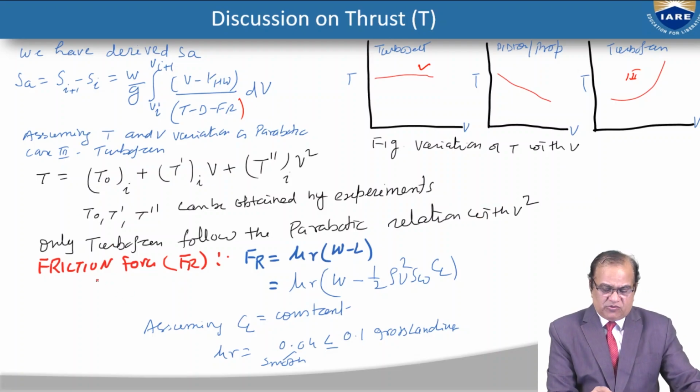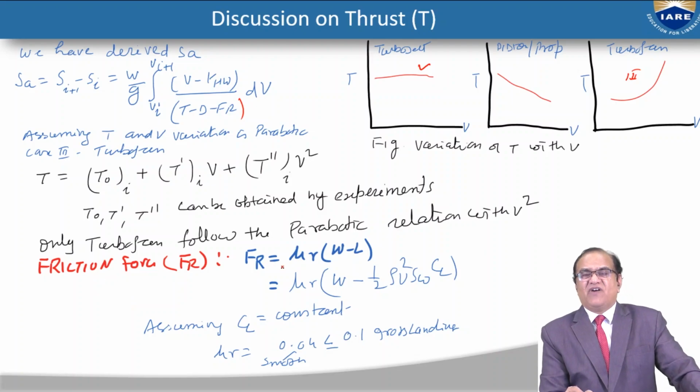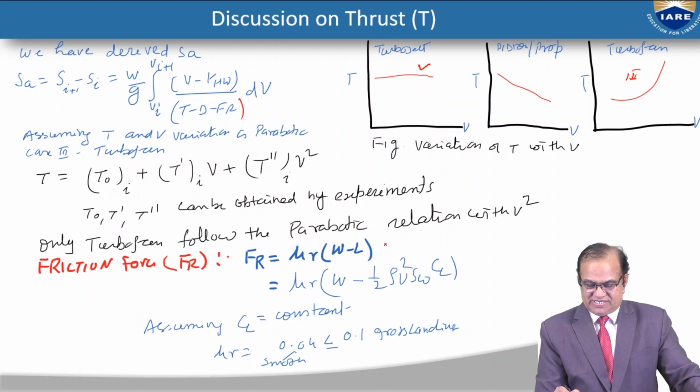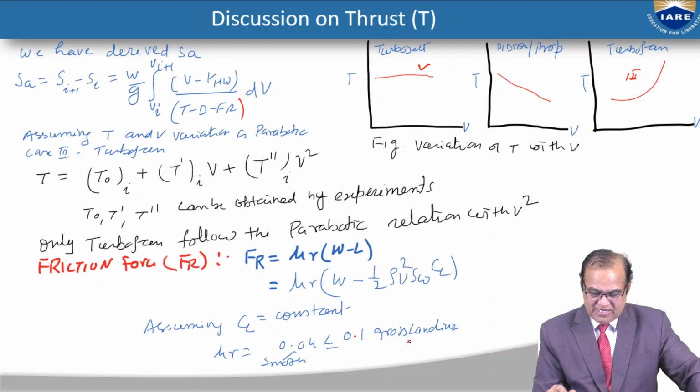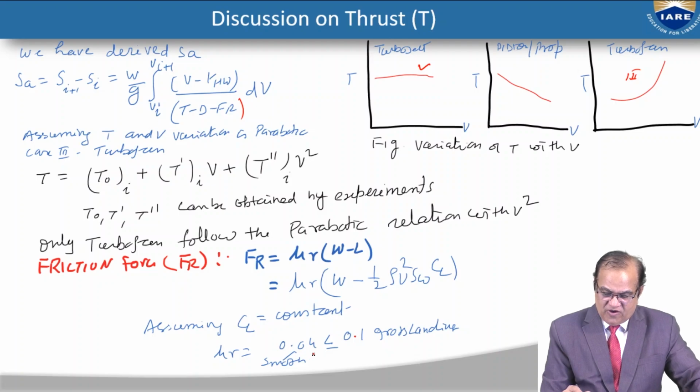Now if we discuss the friction force FR, this FR is equal to mu r times W minus L. So this is equal to mu r times W minus half rho V squared SW into CL. Assuming CL is constant, mu r is equal to 0.04 to 0.1: 0.04 for a smooth runway, and 0.1 for a grass runway.